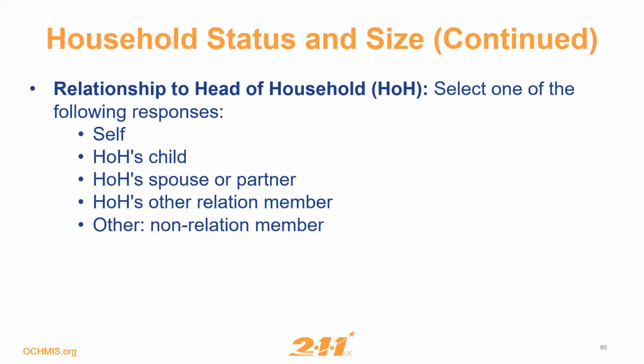Then we also want to know what the relationship to head of household is for each of the clients. So you select one of the following responses. This client is either the head of household, and they select self, or they're the head of household's child, head of household spouse or partner, head of household's other relation member, or other non-relation member.